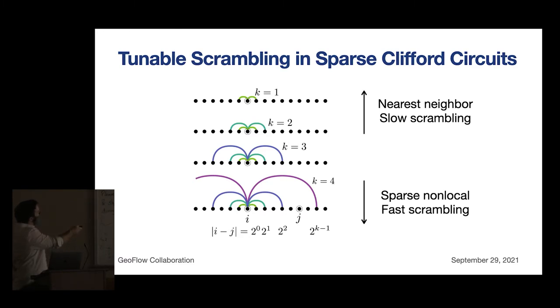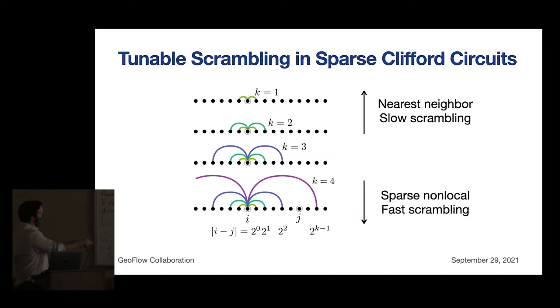For k equals 1, you just get nearest neighbor, because those are separated by a power of 2 to the 0. At k equals 2, you get a power of 2 to the 1, so you get next nearest neighbor. And then you start missing some. You start getting sparse interactions, and only get interactions at powers of 2. So this is k equals 3 and k equals 4.